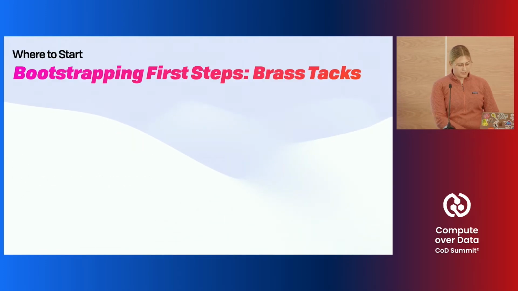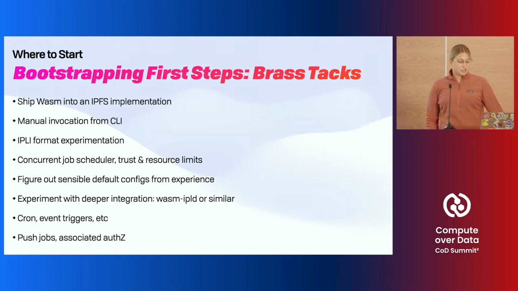So where to actually start? Ship WASM into an IPFS implementation, with manual invocation from the CLI, using the interplanetary linked invocation format, is what we were calling it. People seem to really hate this name, so we're probably going to change that. Then a concurrent distributed job scheduler with sensible defaults that are overridable, so this will be convention over configuration. Experiment with deeper integration with WASM, IPLD and similar, cron jobs, event triggers, et cetera. And then eventually do push jobs to a particular address, but that is not the core goal.